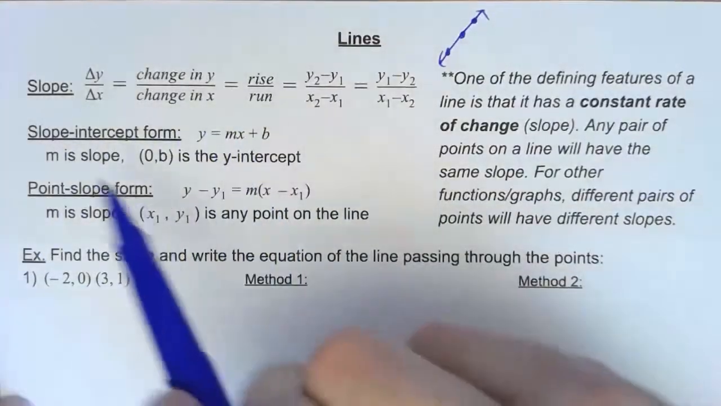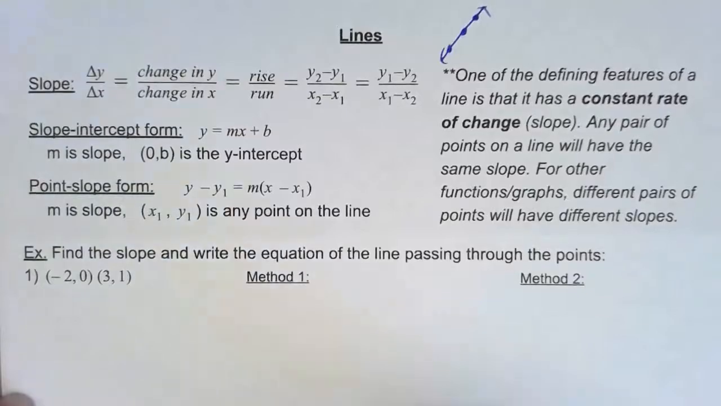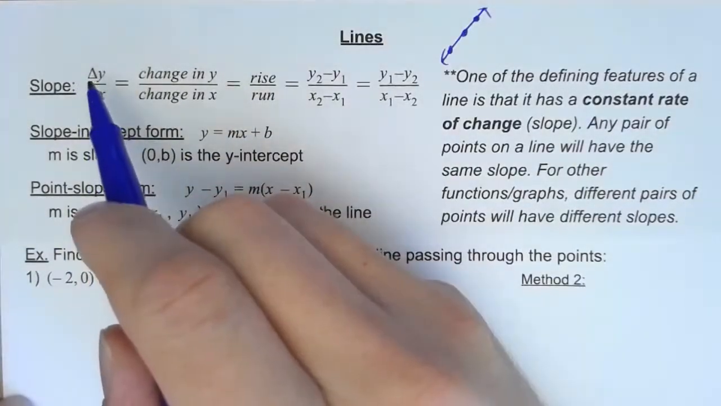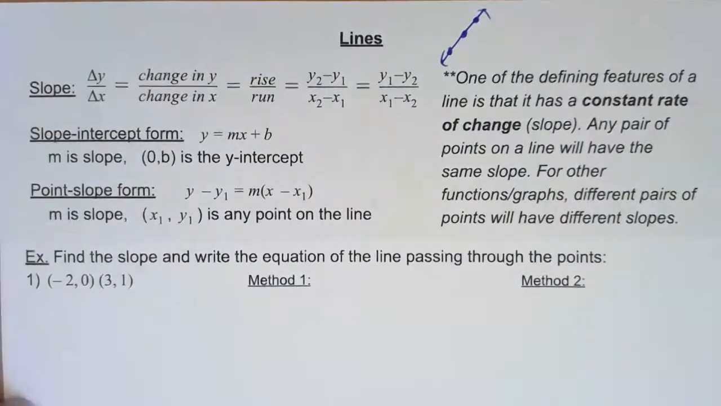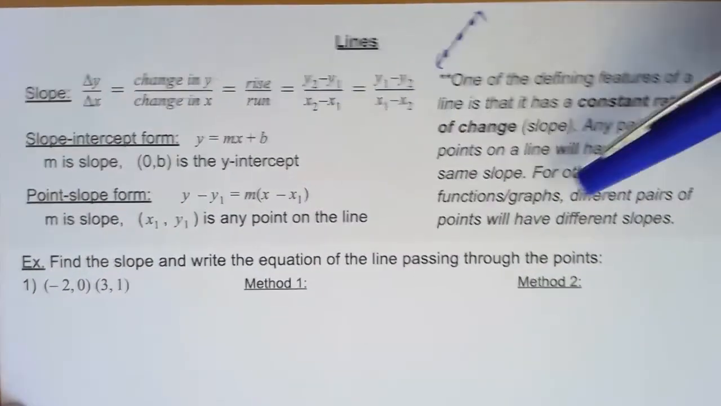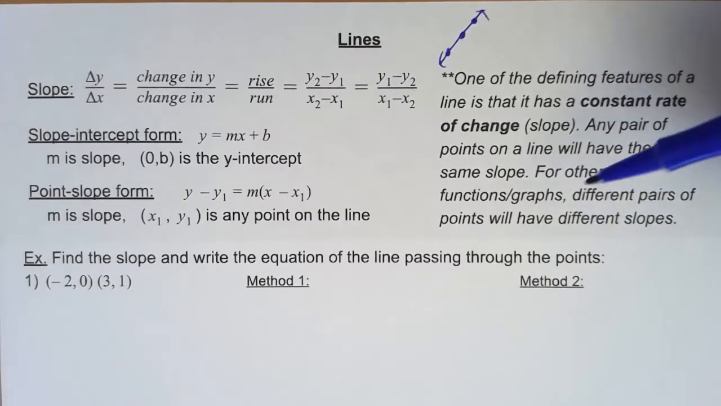So you can take a look here at some of the formulas for lines. Hopefully those all look familiar to you. If you haven't seen the triangle before, the triangle is delta. It means change. And one of the things to take note of is that slope is really an essential concept for lines, and it's kind of the defining feature of a line. A line has a constant rate of change. It has a constant slope.